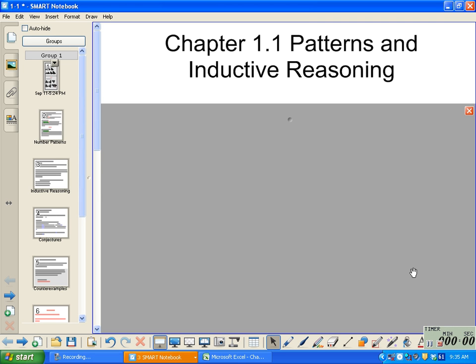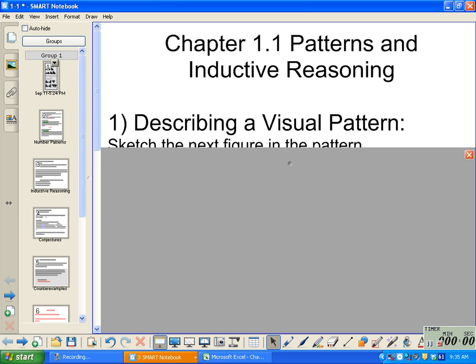This is Chapter 1.1, Patterns and Inductive Reasoning for Geometry. Please be sure, students, that you take notes as if you were in class. Some things you will need to pause and solve some problems on your own.